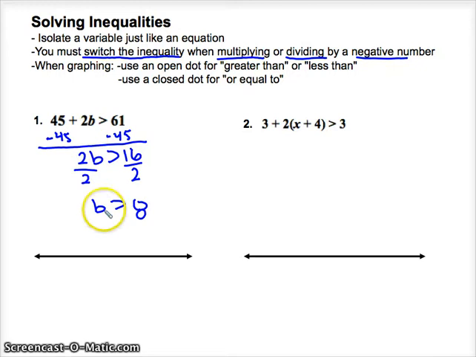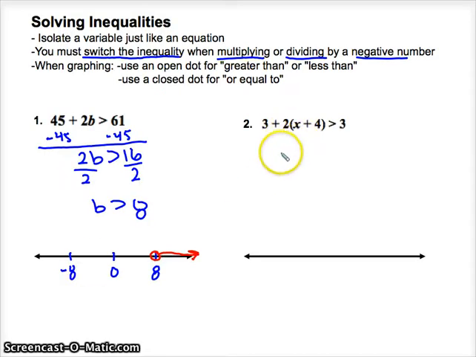Alright, down here on our number line, I want to make sure I label 0. I want to label 8, and I'm also going to label negative 8 so we can get an idea of where things are lying on the number line. Then, I'm going to put an open dot at 8 and show that all values greater than 8 are included in my solution. That's it. Let's look at example number 2.